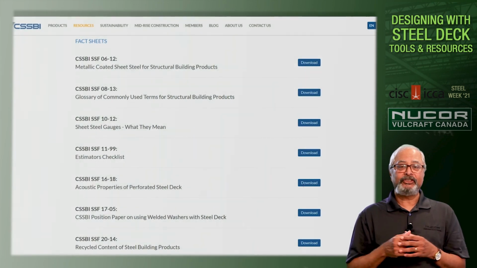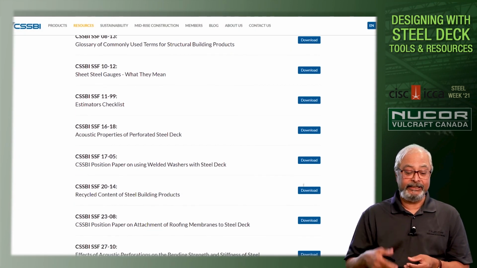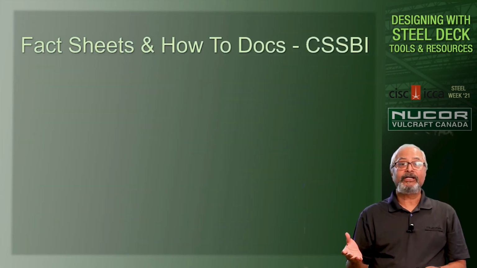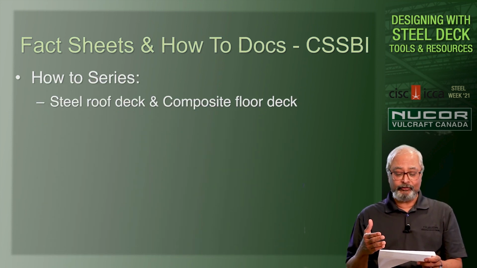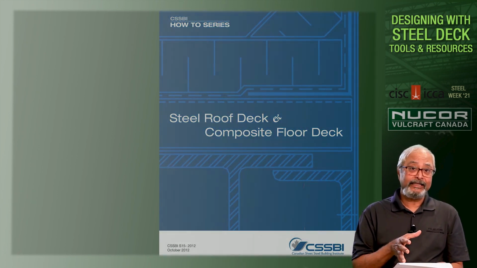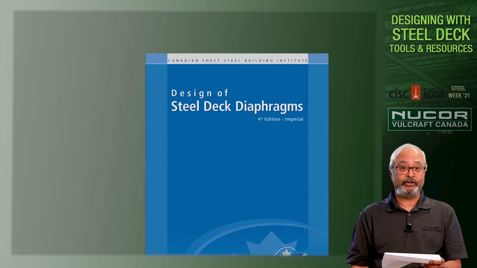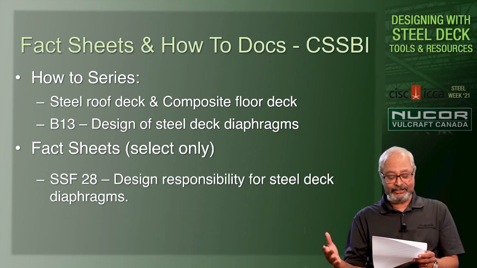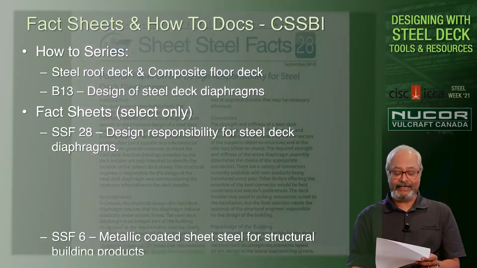Now, the fact sheets that are of importance, which I'd like to highlight, are these. So there is the S15, which is a how-to series on steel roof and composite floor deck. Makes good reading. Then there is B13, which is essential for steel deck diaphragm calculations or tables. And SSF 28, which allocates design responsibility for determining steel deck diaphragms.